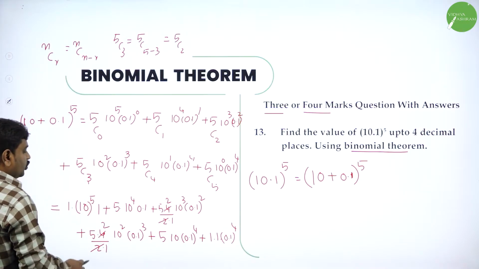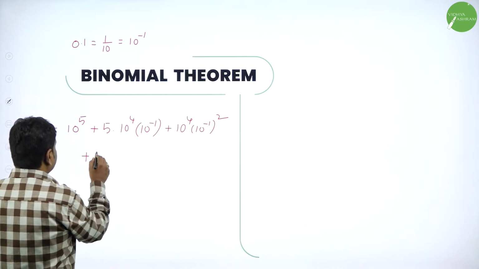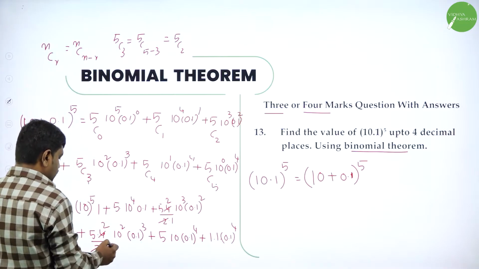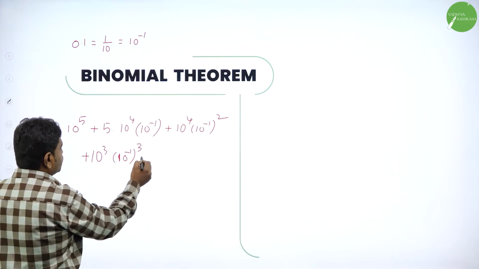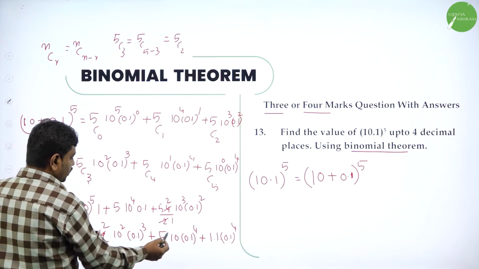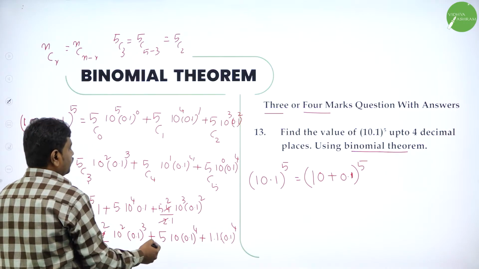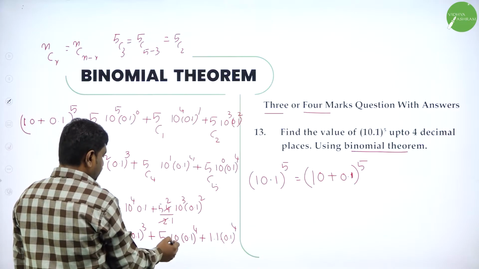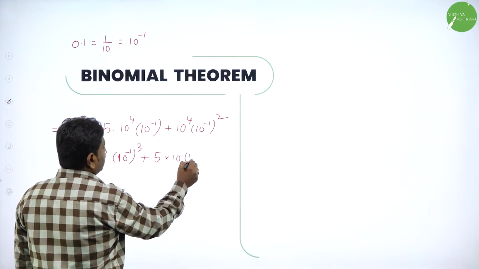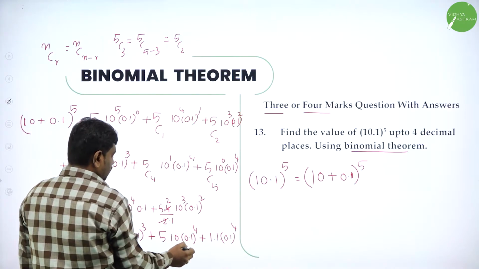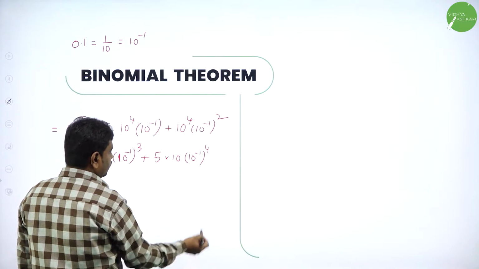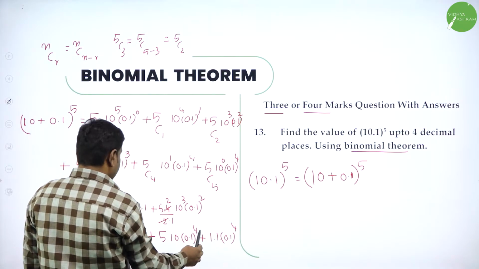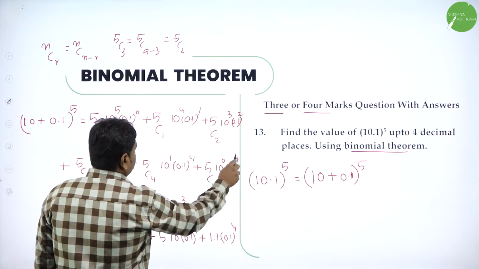10 into 10 square is 10 cube. So it will become 10 cube into 0.1. 0.1 means 10 power minus 1. So 0.1 cube means 10 power minus 1 whole cube, plus 5 into 10 into 10 power minus 1 whole power 4. Then the last term, 1 into 1 is 1: 10 power minus 4, plus 0.1 power, sorry, power 4 becomes power 5.